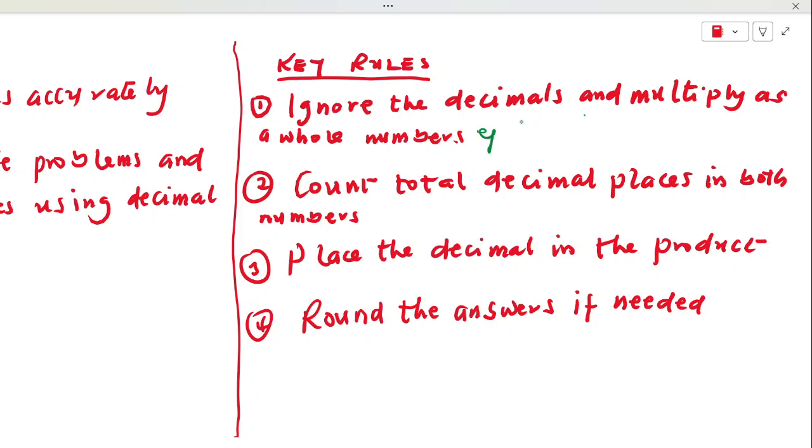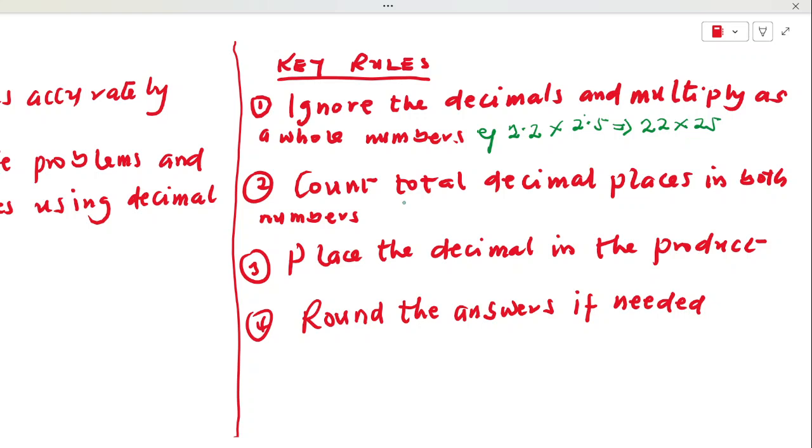if you have, let's say, 2.2 times 2.5. What it means is that you ignore the decimal point and multiply the digits as a whole. So you make it 22 times what? 25. This is what it means. And then you do your multiplication.